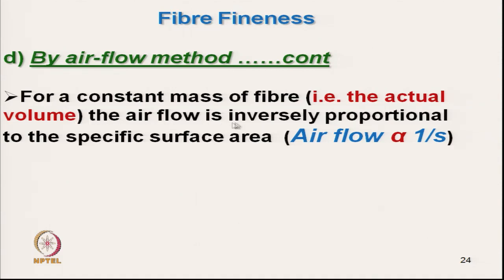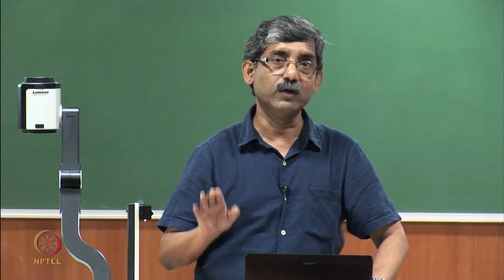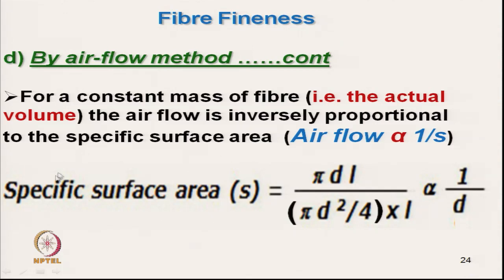For a constant mass of fiber, that is actual volume. So, total mass is proportional to the volume, because for the same density. So, for a constant mass of fiber, the air flow is inversely proportional to the specific surface area, that we have seen already. Air flow is inversely proportional to the specific surface area, meaning the total surface area per unit mass or per unit volume. So, that is the specific surface area here.